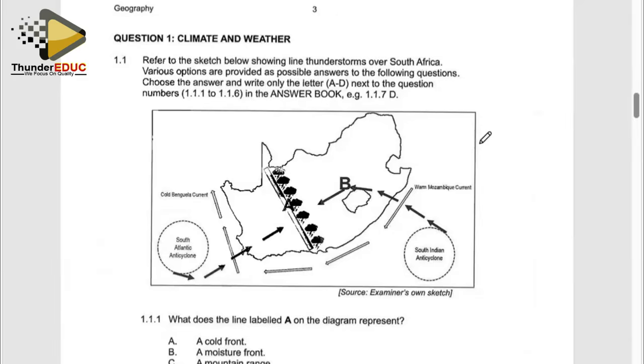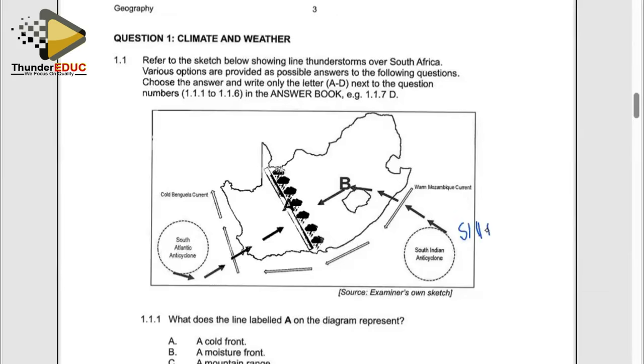The sketch that we have here is a sketch showing line thunderstorms over South Africa. Right. You must be able to interpret the sketch and figure out the geographical sense of what is happening in it before you even answer the questions. So if you are looking at this sketch, we have our South Indian high pressure and our South Atlantic high pressure.